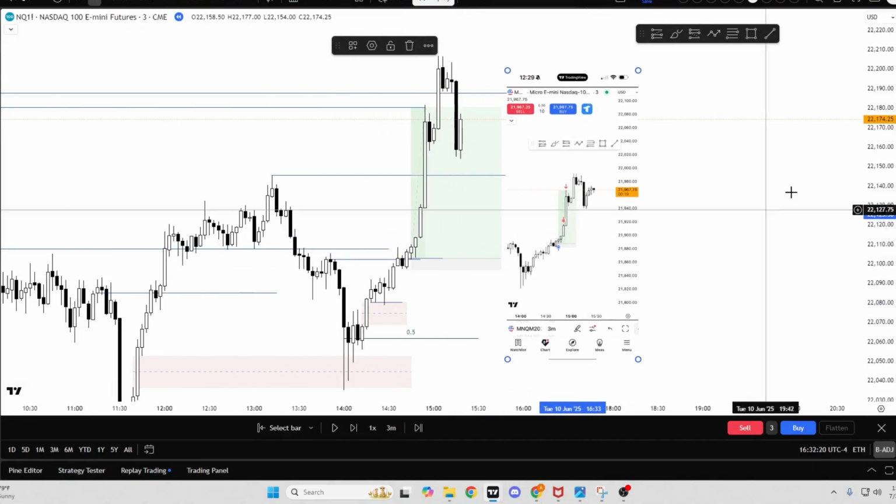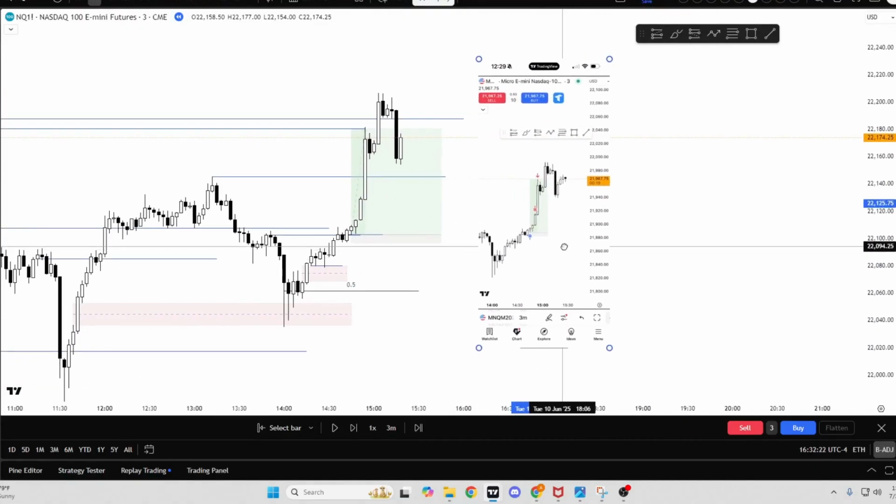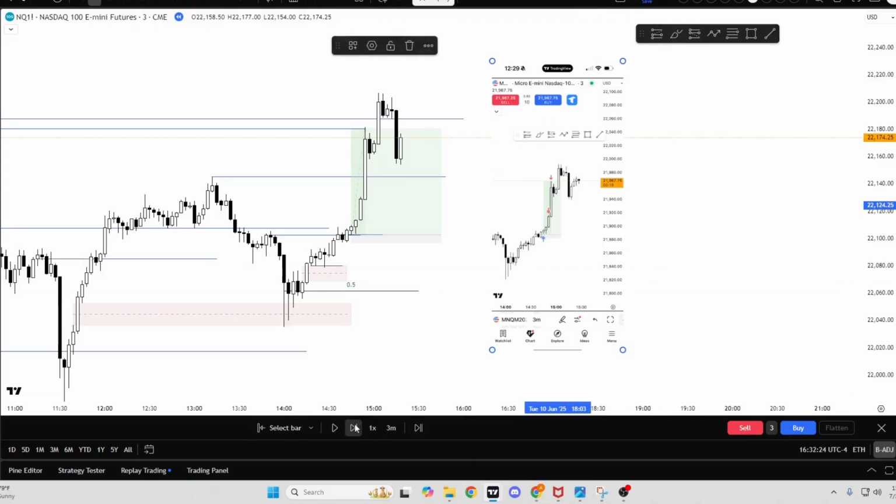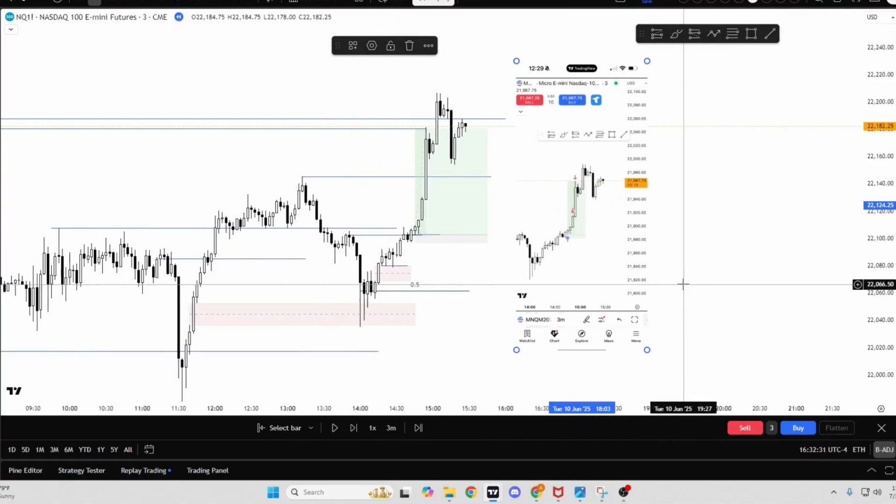That's the trade. Those are the executions. Four more candles so that they look exactly the same. And yeah, that was the whole logic and the reasoning behind this trade.